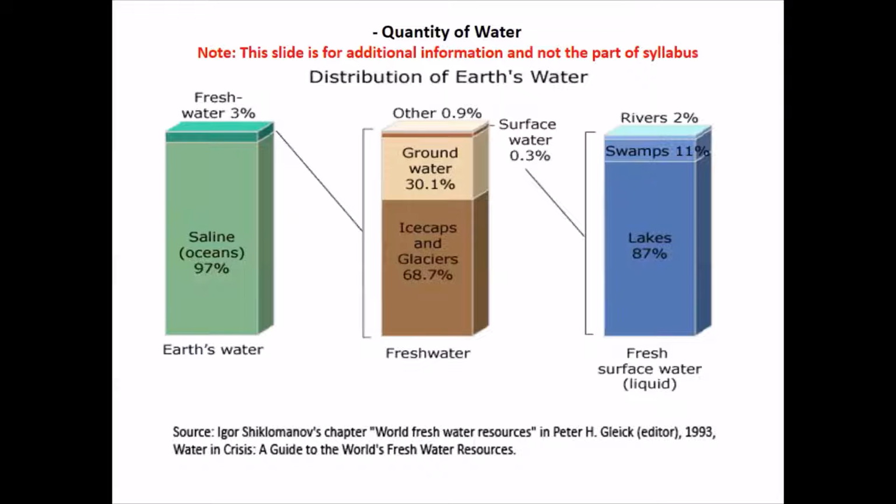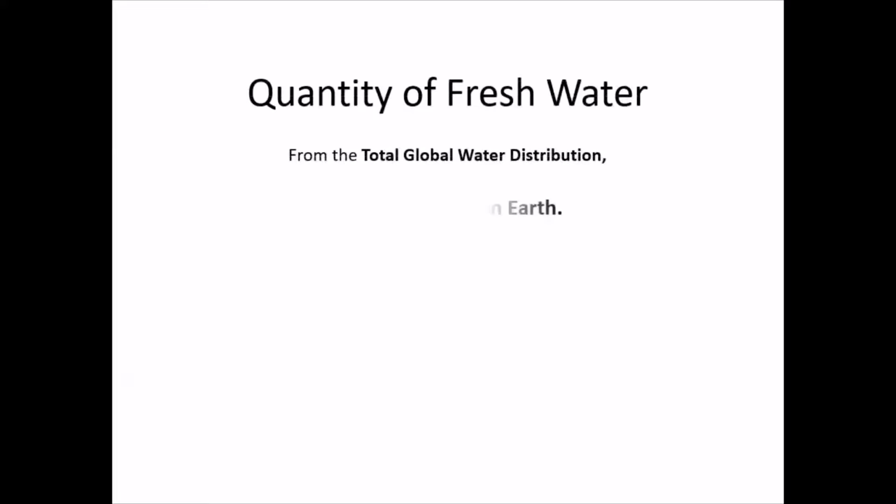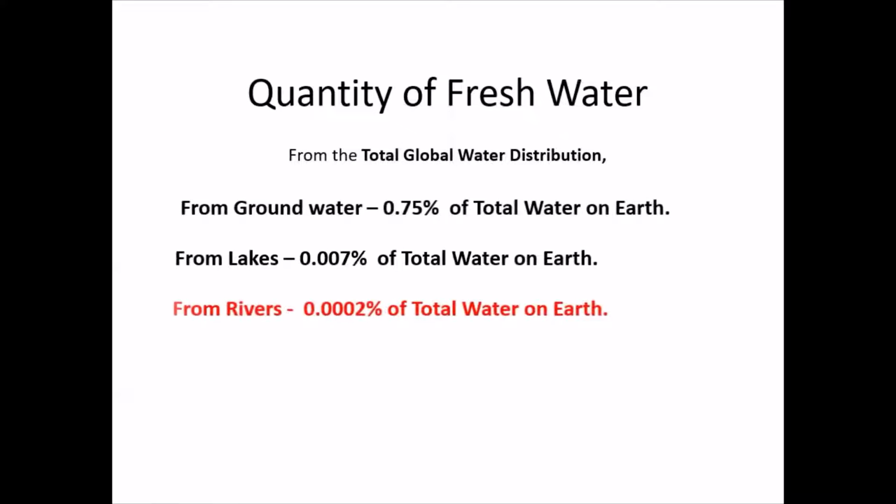This slide is additional information on the quantity of water, so it is not a part of the syllabus. This is information about the availability of water. This is a diagram of the total global water distribution: groundwater is 0.75% of the total water on earth, lakes 0.007%, and rivers 0.002% of the total water on earth.